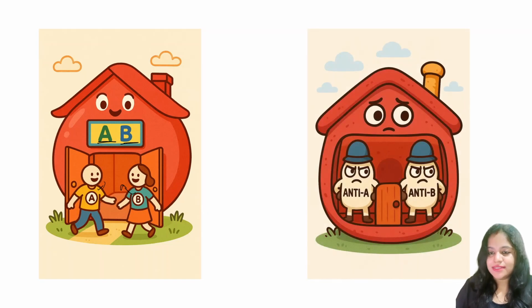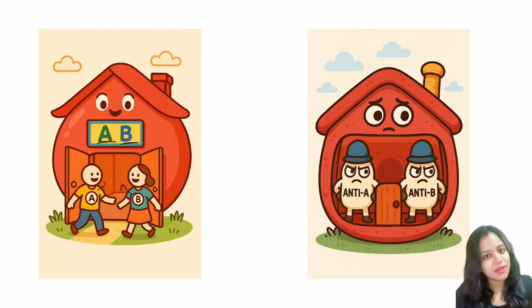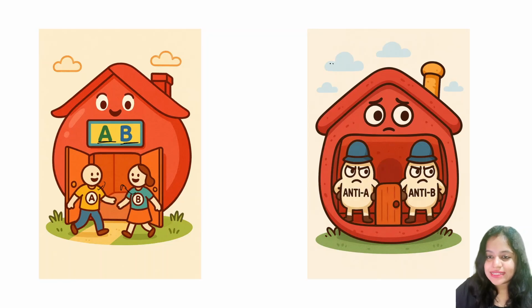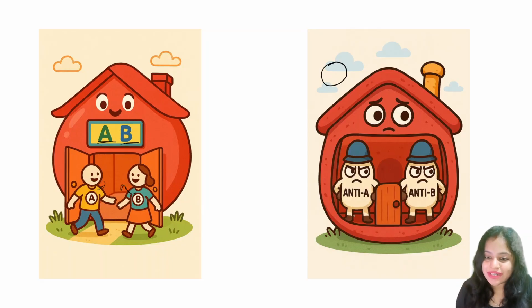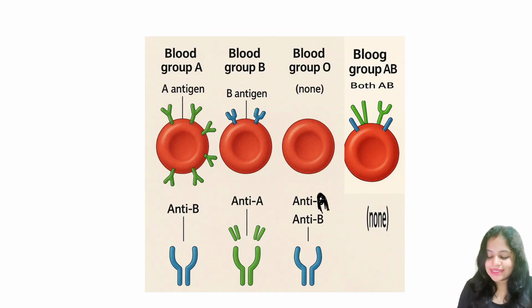Okay. Now, what about this house? This house has no nameplate. Okay. No nameplate, that is no antigen on the surface of RBC. This is the house O, a blood group O. Since no antigen is there, no nameplate is there on this house, so what will happen? Everybody is a stranger for this house. So they will have guards, that is antibody for everyone. So it will have both anti-A antibody and anti-B antibody. Clear? Now, let's understand this.